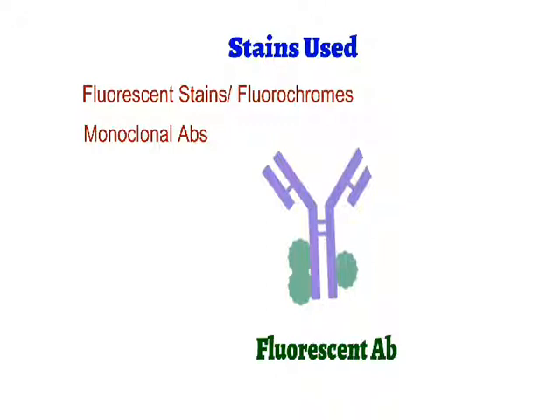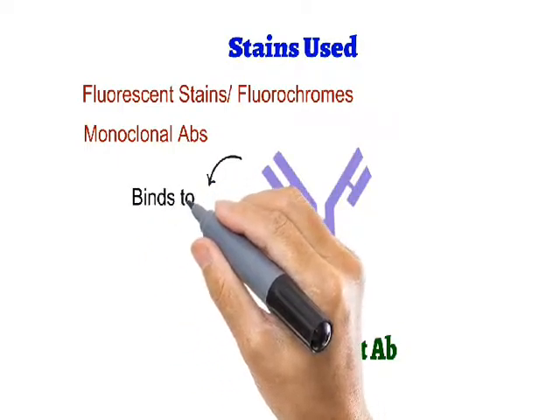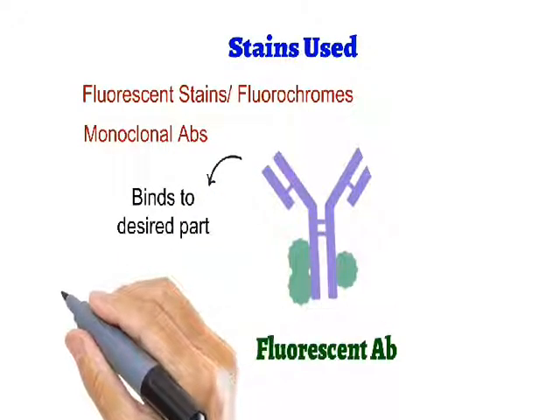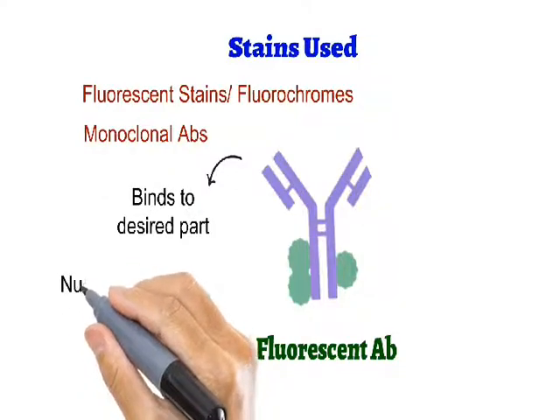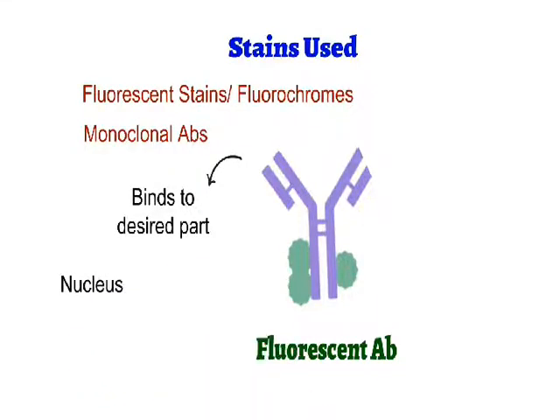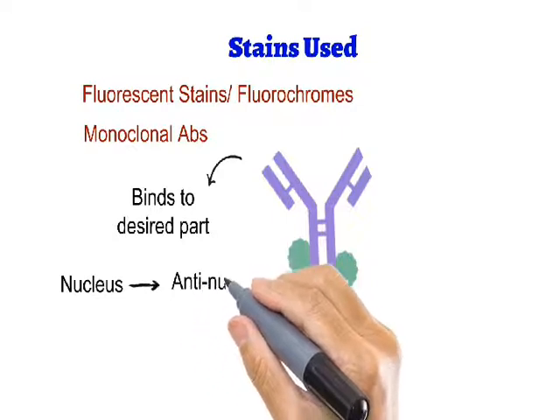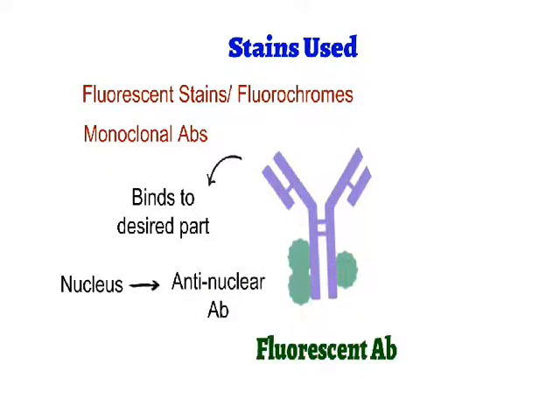These two parts, the fluorochrome and the monoclonal antibody, have two different functions. As I told, in this technique only specific parts or molecules are stained. So these antibodies are used for that particular purpose. These antibodies specifically bind to the desired part only. So if we want to stain the nucleus of a cell only, we can use an anti-nuclear antibody, that is the antibody which binds to the nucleus only.